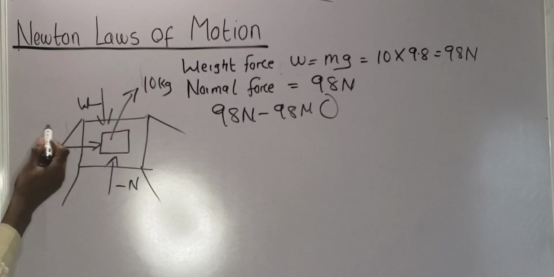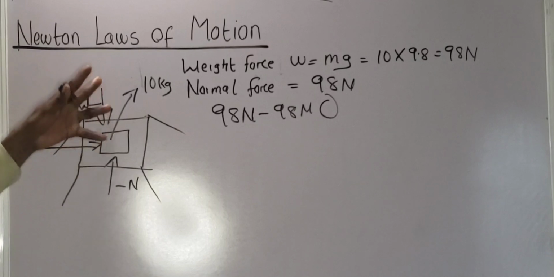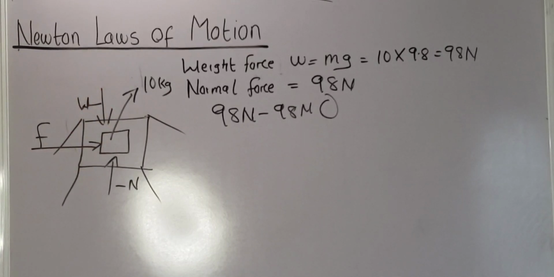But if I apply another force that will make these two forces imbalance, then the object will change position. Do you understand? That's justified Newton's first law of motion. An object at rest will remain at rest unless acted upon by a force. Do you understand it now? Okay, let's proceed to the second part.